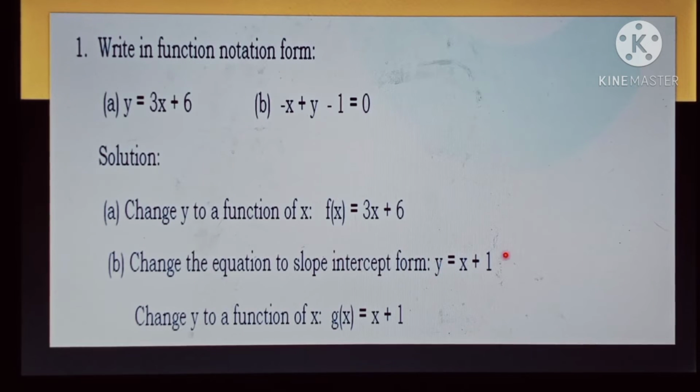So, kung ito ay na-change na sa slope-intercept form, then, to make it function notation form, just change y to any letter. So, g of x is equal to x plus 1. So, this is the function notation form of y is equal to x plus 1. So, in these two examples, we have to keep in mind that we have to use a small letter. No, lowercase po ang gagamitin. Okay.